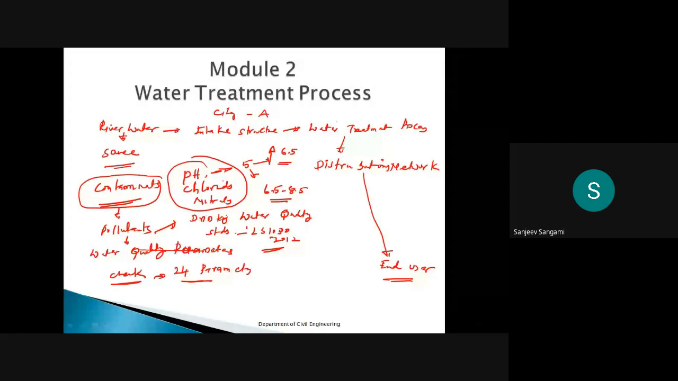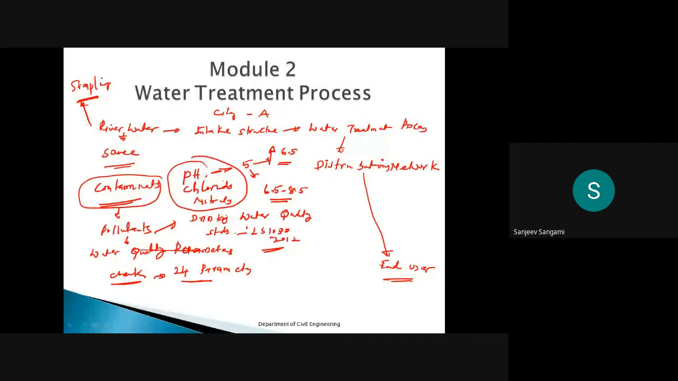Then it has to be transported to a water treatment process only. If the chlorides are increasing, then I have to reduce them. Some methods are there that we'll discuss. First, our job is to test the river water. Whichever sample is given, go for sampling first. We'll discuss how exactly the sampling has to be done. It has systematic processes.